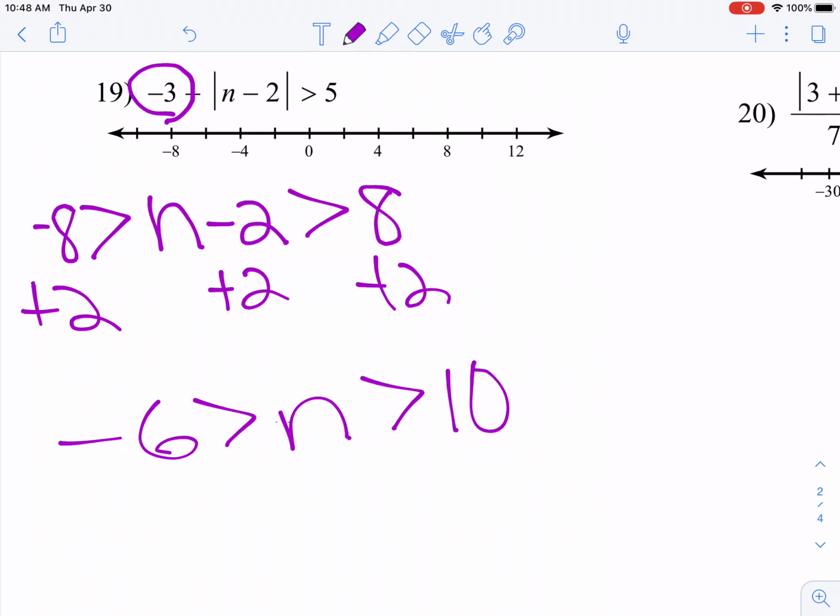This is kind of similar to that last one where n is less, because this arrow is pointing towards it, negative 6. So less than negative 6 is that direction, but n could be greater than 10. So open and going to the right.